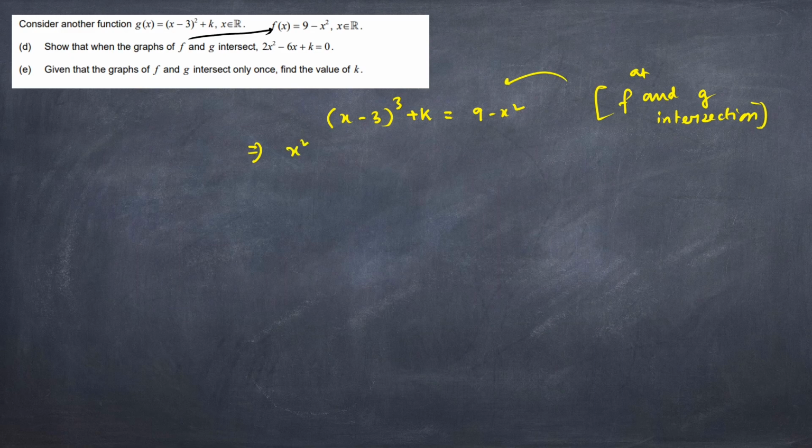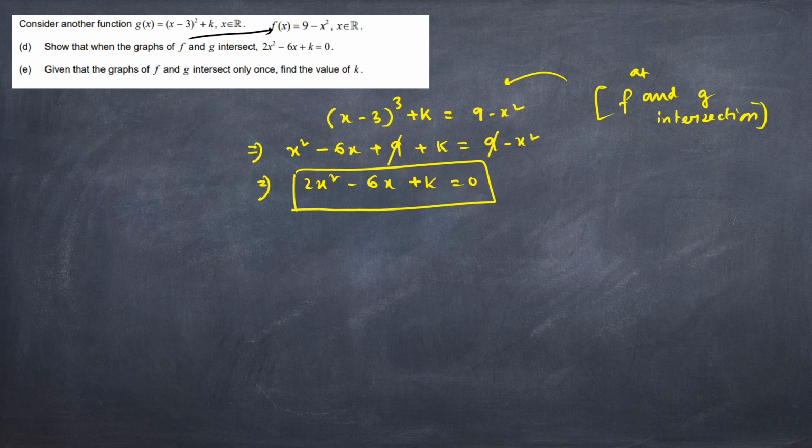So now we can write x square minus 6x plus 9 plus k equals 9 minus x square. So from here we can deduct 9. So it is 2x square minus 6x, the complete part we are taking to this side: 2x square minus 6x plus k is equal to 0. So as you can see, if you know the condition that at the intersection point two graphs will be equal, the problem is done. It is a very simple question, just at the intersection point the graphs will be equal. So this is proved.